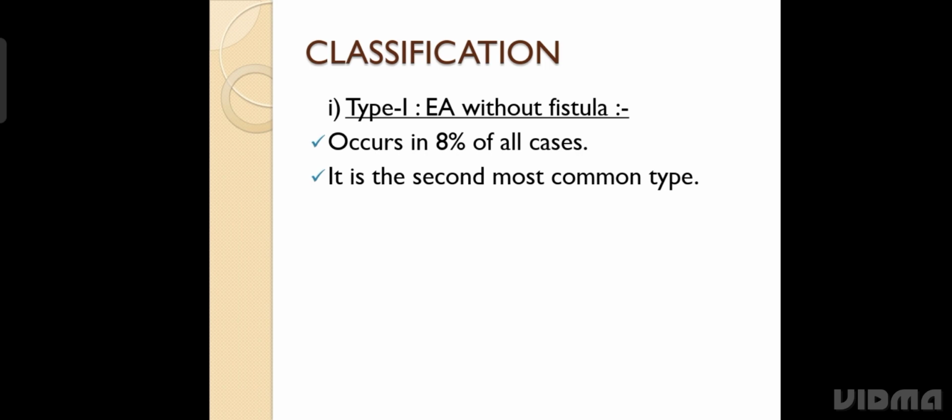So the first type is esophageal atresia without fistula. The name itself suggests that esophageal atresia will be present, but there will be no fistula between the esophagus and the trachea. It occurs in 8% of all cases, and it is the second most common type of TEF or EA.